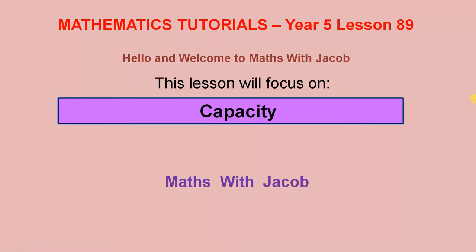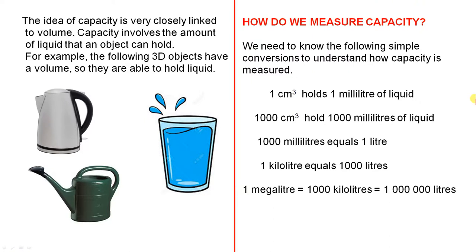This lesson will focus on capacity. The idea of capacity is very closely linked to volume. Capacity involves the amount of liquid that an object can hold. For example, the following 3D objects have a volume, so they are able to hold liquid.